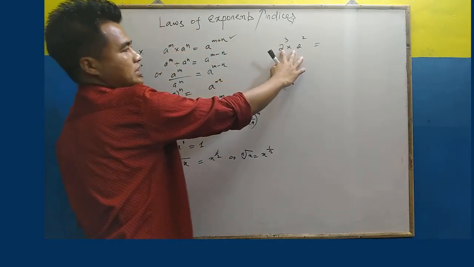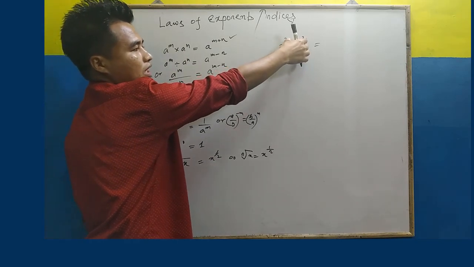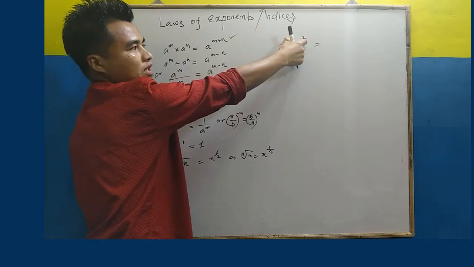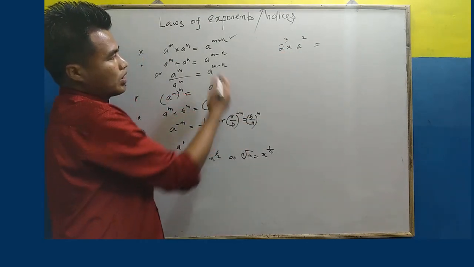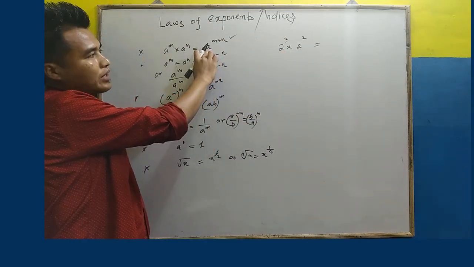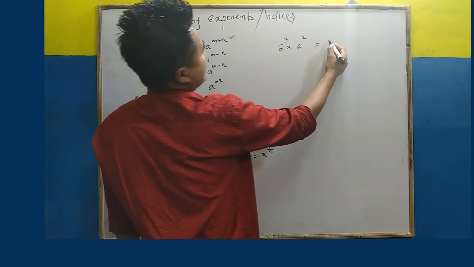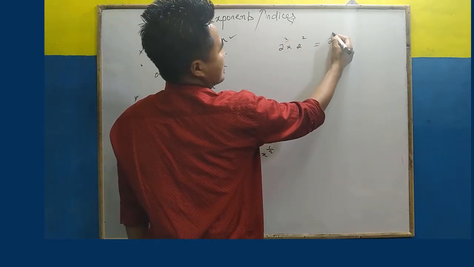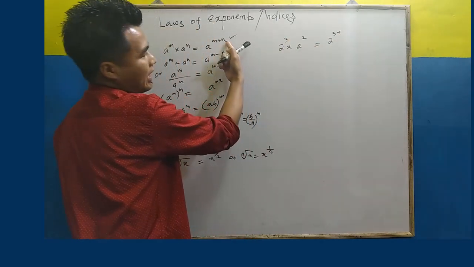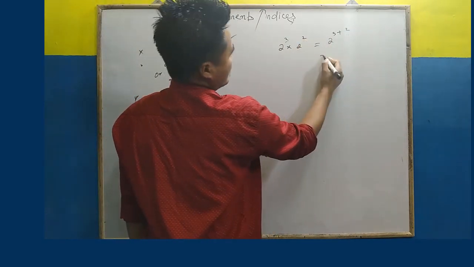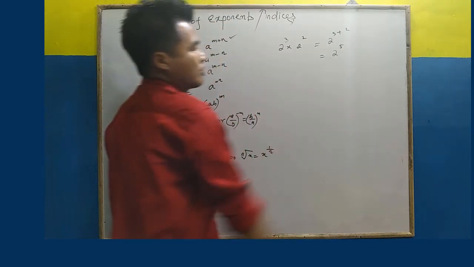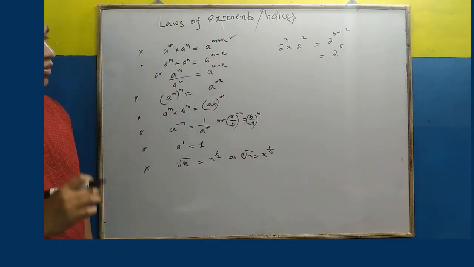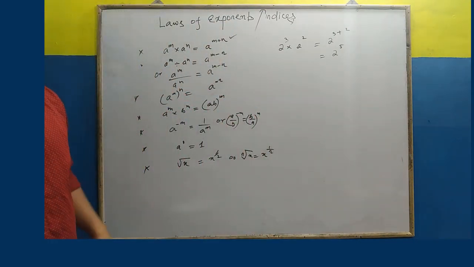Here both the bases are the same and the powers are different. Then we have a multiply sign in between. So the formula is what? It is equal to the law a to the power m plus n. So this can be written as 2 to the power m plus n, here m is 3 and n is 2, which is equal to 2 to the power 5. Okay, this is a simple example. I hope you understand.